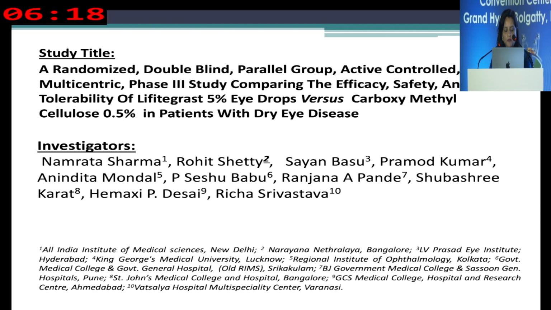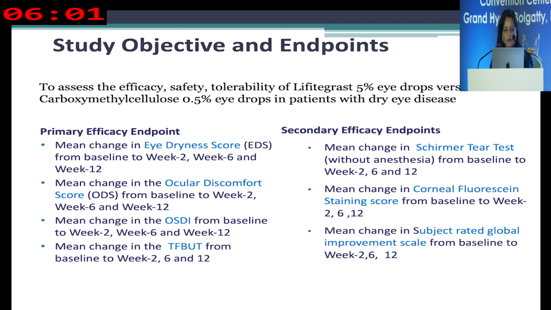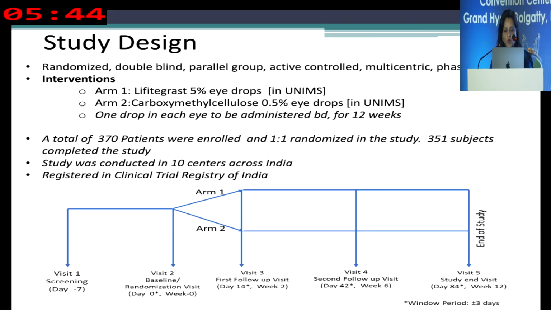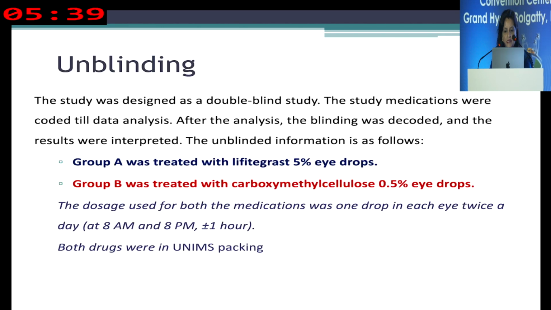Now, this is the study, a multicentric study, which was done in India, and this was a randomized double-blind parallel group active-controlled multicentric phase 3 study which compared the efficacy, safety, and tolerability of Liftegrast 5% versus CMC in patients with dry eye disease. The primary efficacy points were the eye dryness score, the ocular discomfort score, the OSDI change, and the breakup time in the tear film. And the secondary endpoints were the Schirmer tear test, the corneal fluorescein staining, and the subject rated global improvement scale. So, a total of 370 patients were recruited, and the study was conducted across 10 centers in India.